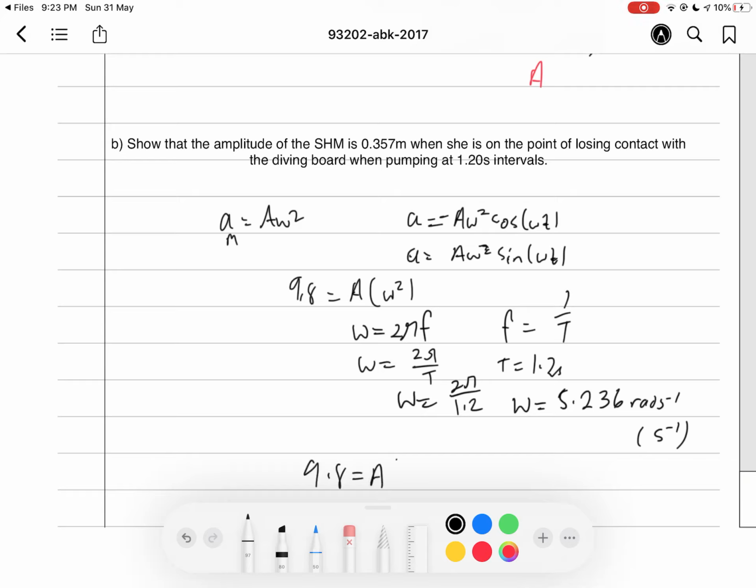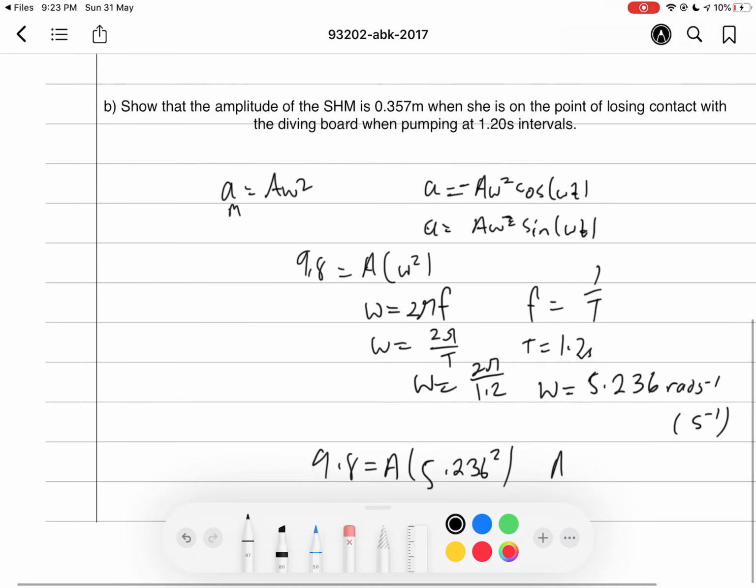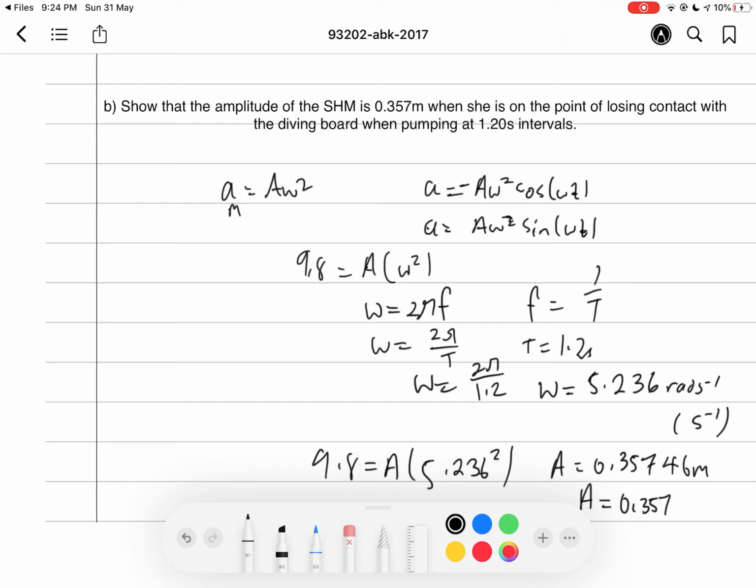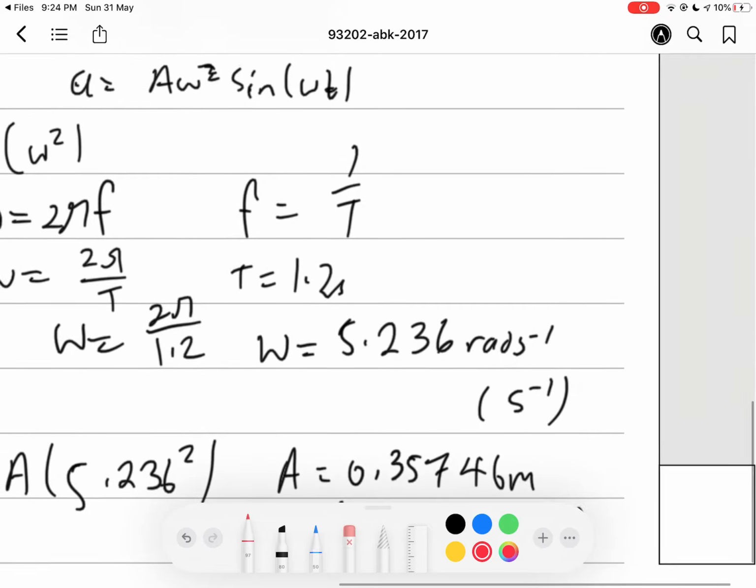We can plug that in for our omega. So 9.8 equals A times 5.236 squared. So 9.8 divided by that, we get our amplitude comes out to be 0.35746 meters. If we round that down to 3SF, we get A equals 0.357 meters, 3SF. So this question should be a merit level question.